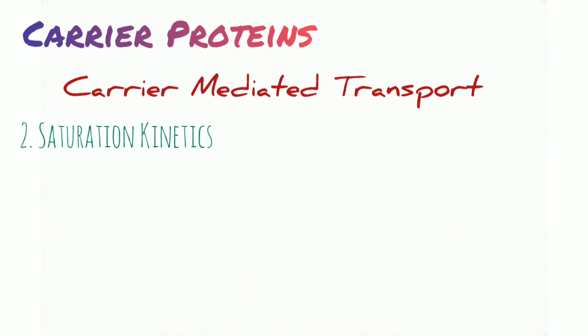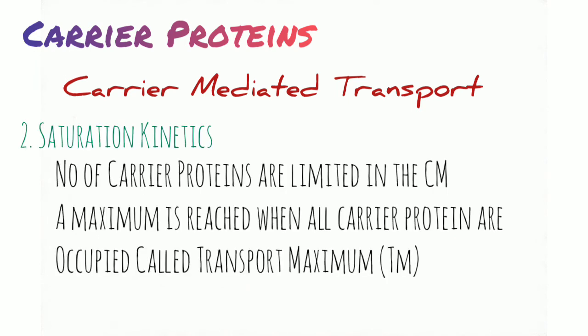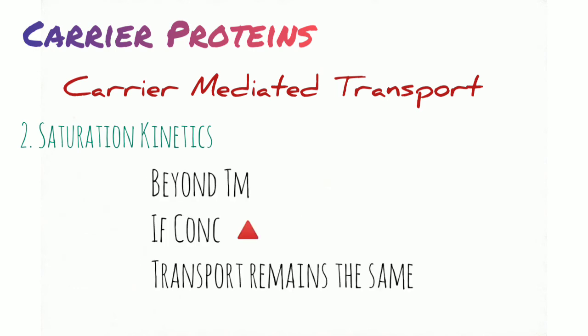Second, saturation kinetics. The number of carrier proteins in the cell membrane is limited. Therefore, a maximum is reached when all the carrier proteins are involved in the transport of specific substances. This is termed the transport maximum. Beyond this value, even if the concentration of the substance is increased, the rate of transport cannot be increased.